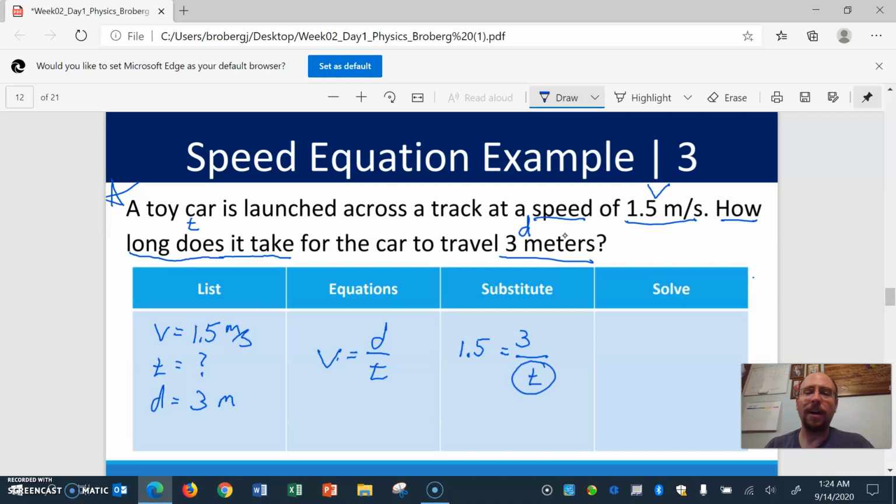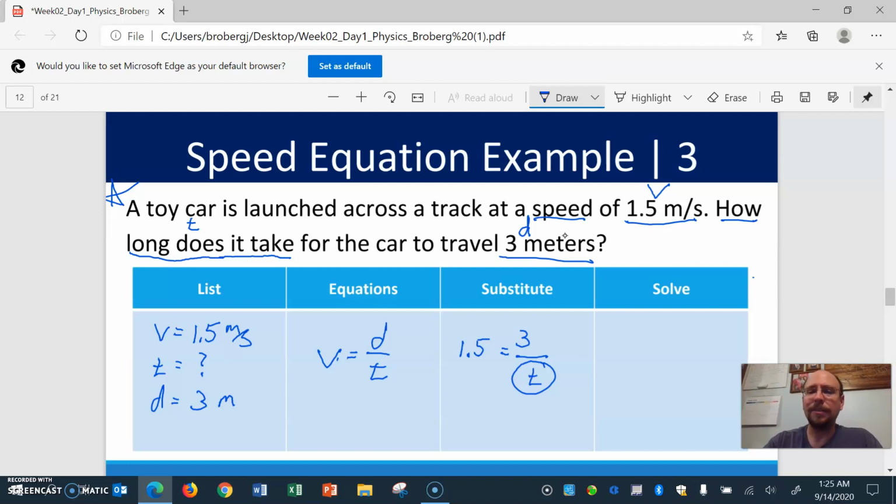In order to solve for this, we need to get it by itself. But to get it by itself, we need to undo some things. Because it's not t equals, it has a bunch of other stuff. We got to undo that stuff. To undo it, though, that's where you got to kind of talk to yourself.